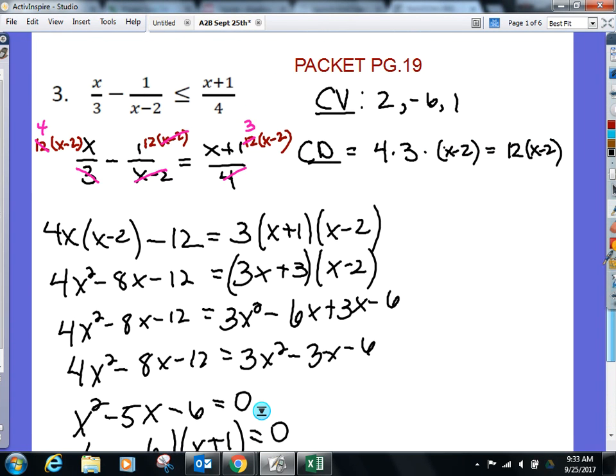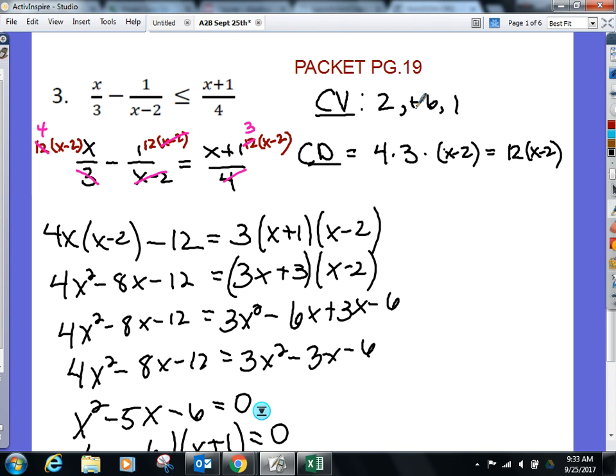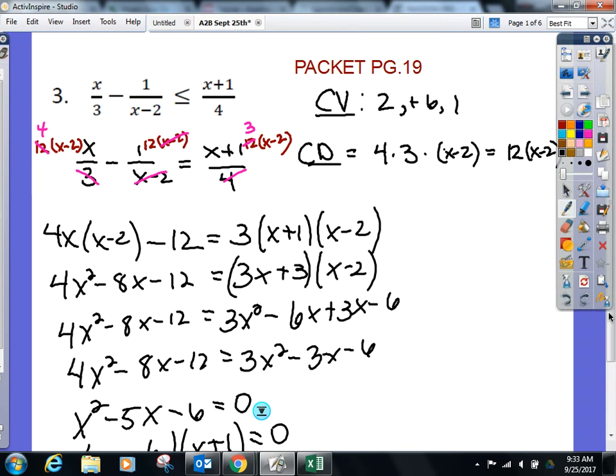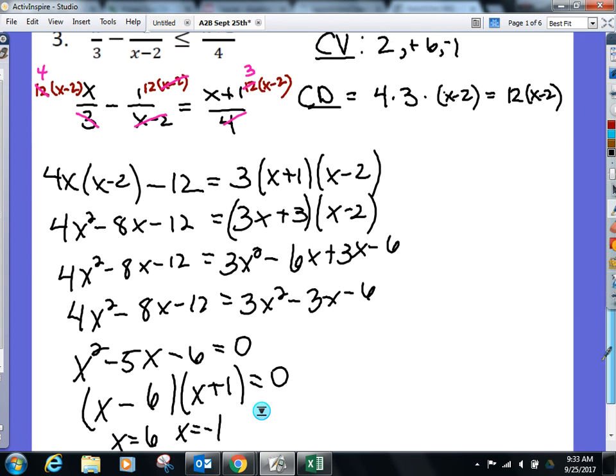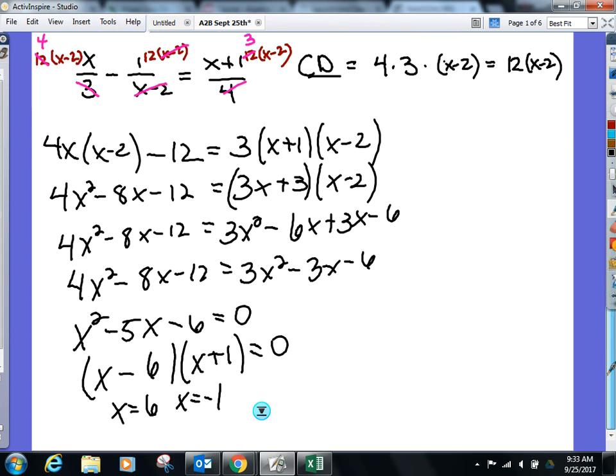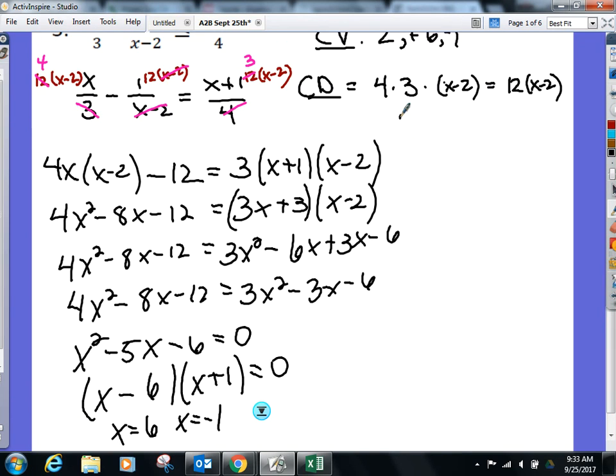So let's go back up now. 6. And I did this one on Friday too, so I should be at this point and getting it right, but guess not. Everyone okay now with my 3 critical values? All right, now, what do I do with those 3 critical values? I put them on a number line. So I have negative 1, I have 2 and 6.